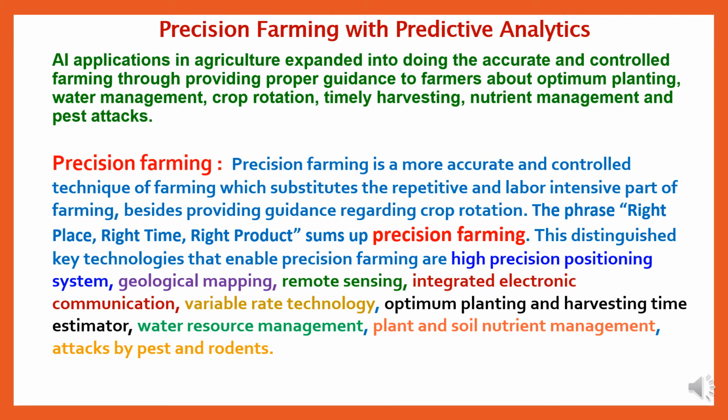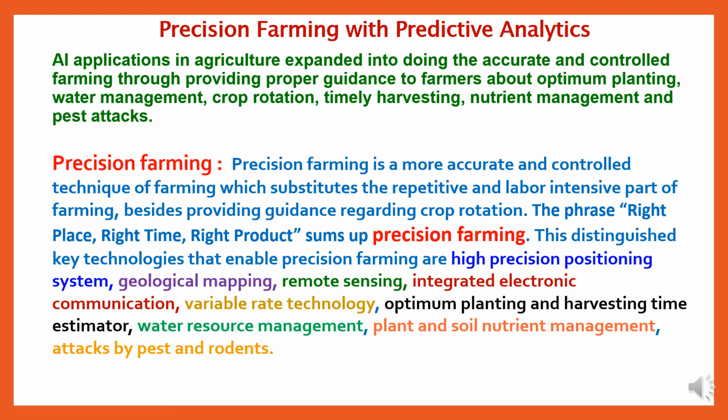Now to study precision farming with predictive analytics. Artificial intelligence applications in agriculture expanded into doing accurate and controlled farming by providing proper guidance to farmers about optimum planting, water management, crop rotation, timely harvesting, nutrient management, and pest attacks.